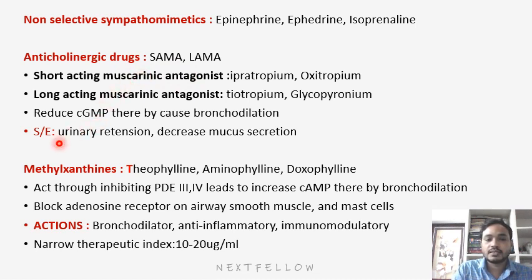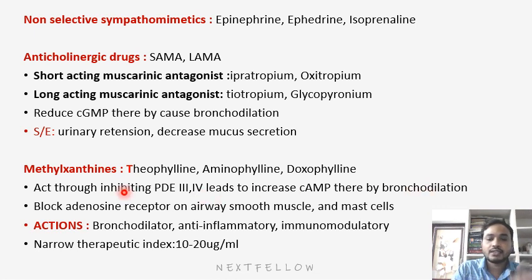The next group is the methylxanthines. These are also main drugs in treating asthma. In this group we have theophylline, aminophylline, and doxofylline. These drugs act by inhibiting the phosphodiesterase enzyme, mainly types 3 and 4. By inhibiting this enzyme, they elevate the cyclic AMP level, and elevated cyclic AMP causes bronchodilation. So obviously the patient will get relief.